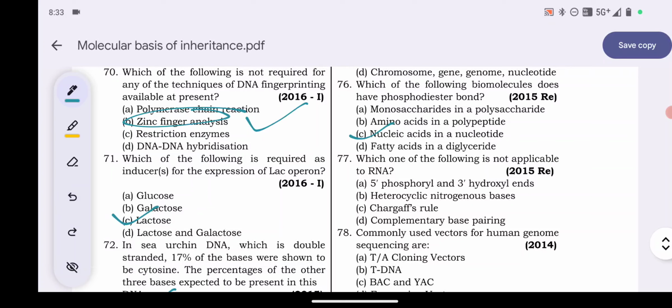Explanation: the backbone of DNA duplex is made up of sugar phosphate, which are joined by phosphodiester bond, and nucleic acid in a nucleotide is the biomolecule that has phosphodiester bond.